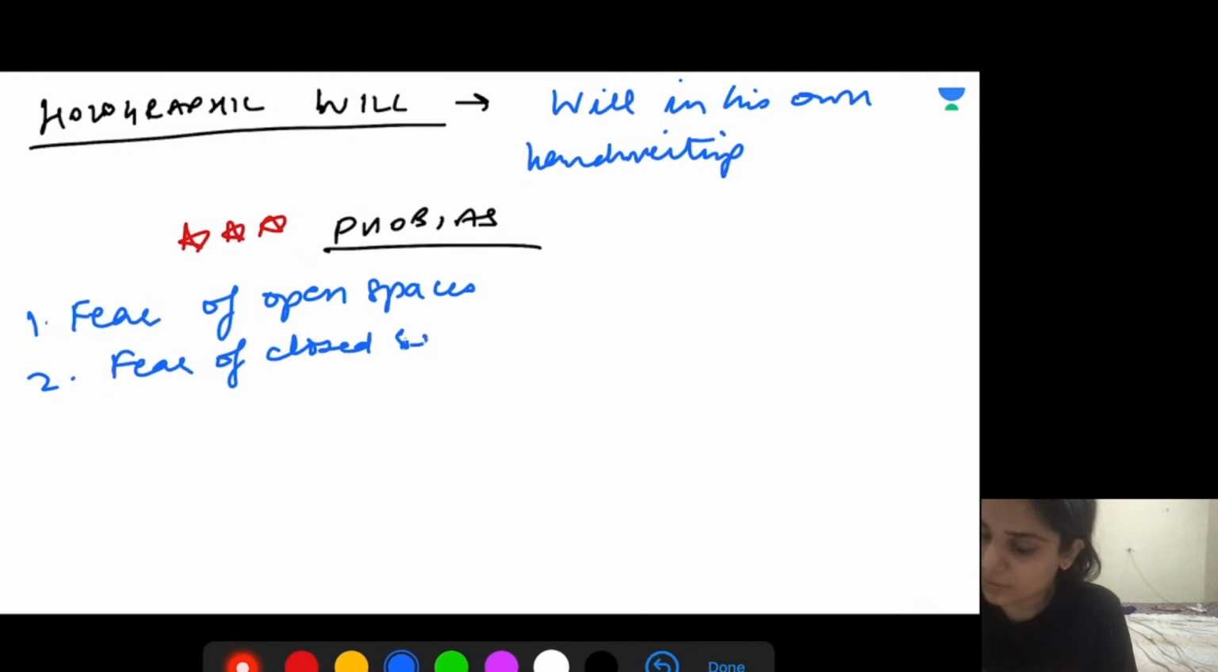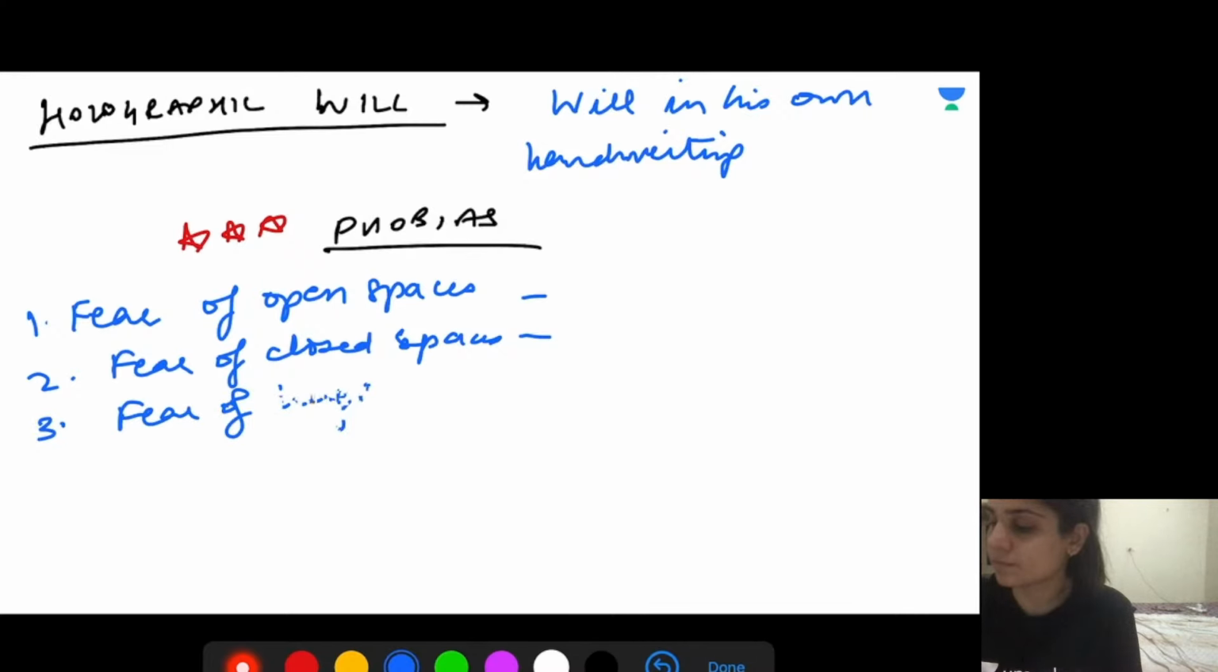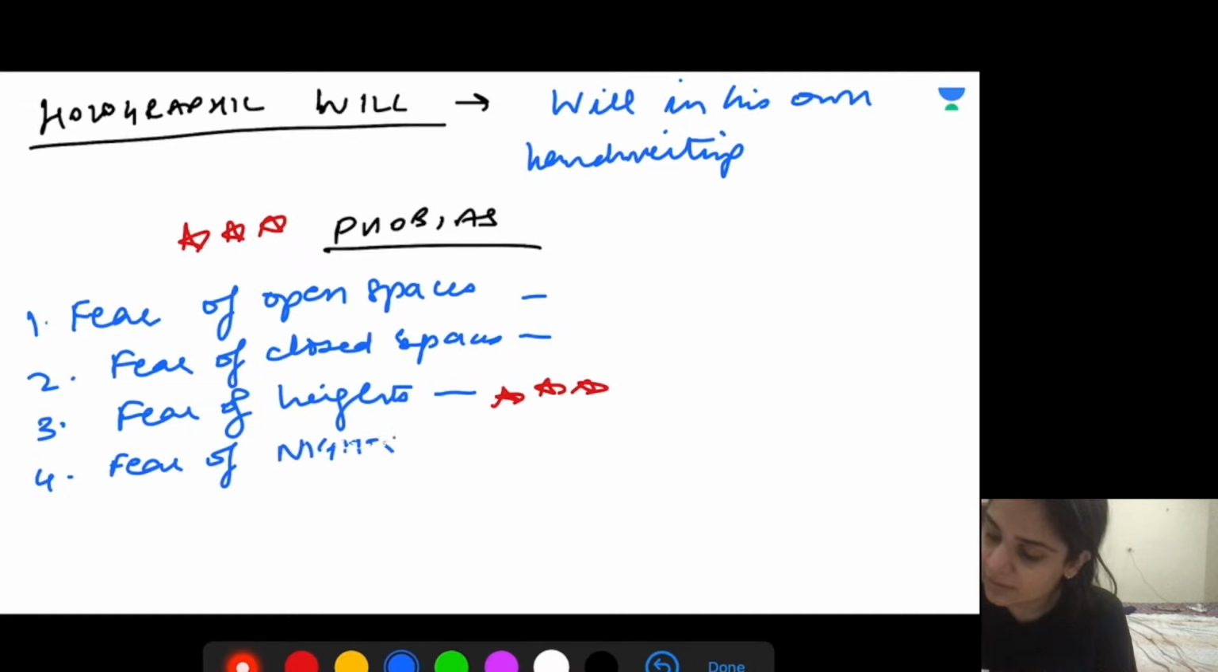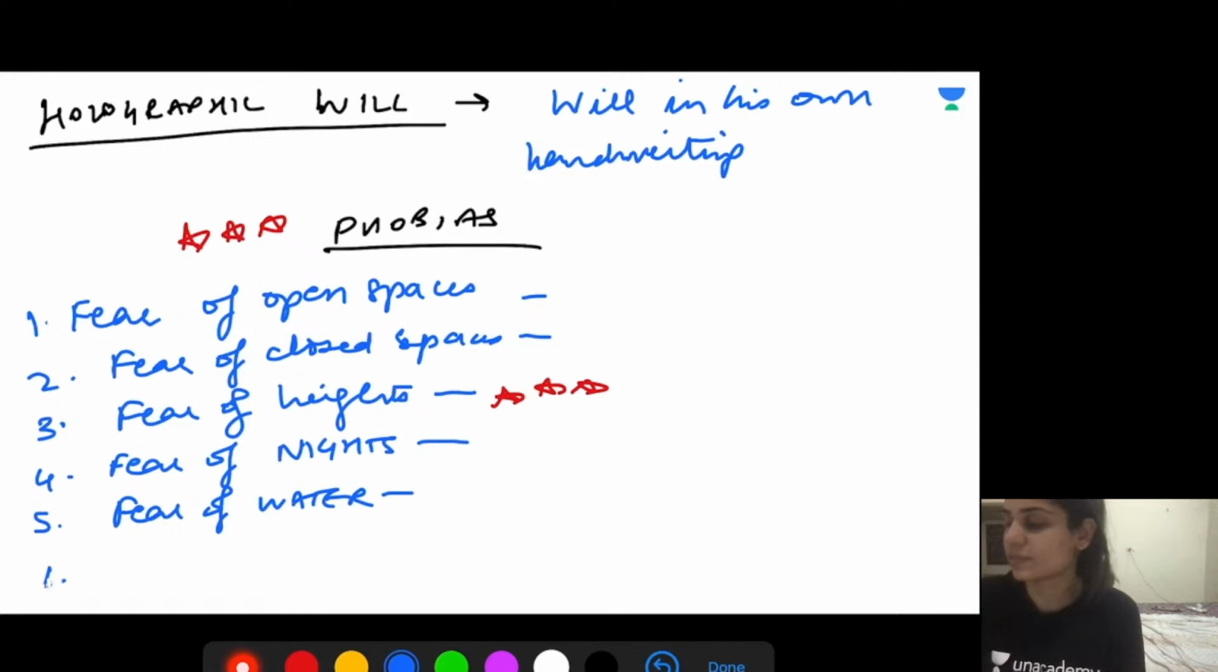Okay, third one is fear of heights. Super important because very common. Fourth one is fear of nights. I know that this is rhyming. So fear of heights, fear of nights. Okay. Fifth one is fear of water. And sixth one is fear of germs, which everyone has got during Corona. Okay. So tell me any of those fears that you know.